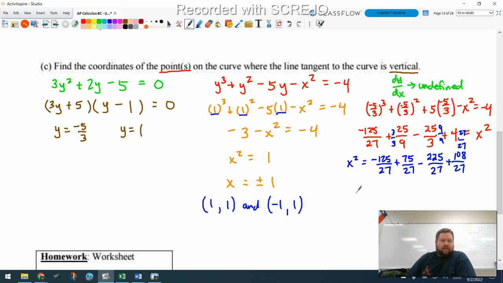All right, combine those together. x squared is equal to, all right, -125 plus 75, that's -50. Right, that takes those out. -50 minus 225 is -275. All right, I'm hesitating because we should be getting a positive number here. So something isn't going right. All right, I'm going to pause the video for a second, and I'll come back.